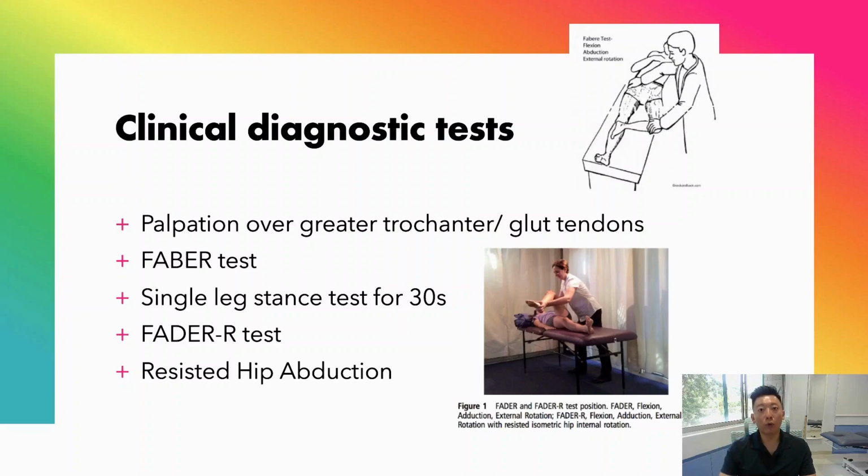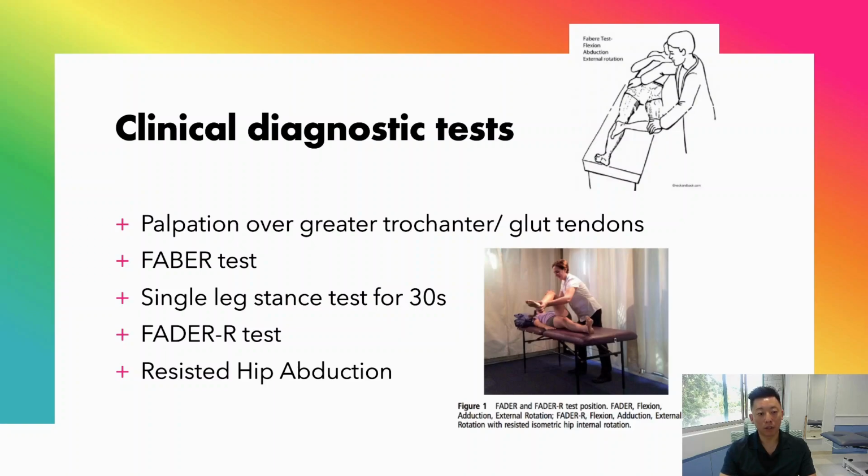So now that we know what the clinical symptoms are, how do we diagnose this condition in clinic? Often we use a cluster of tests. The first test that we would do is actually having a feel over the bone on the outside, so the greater trochanter or the gluteal tendons, to see whether the pain that is elicited is similar to what the patients are feeling.